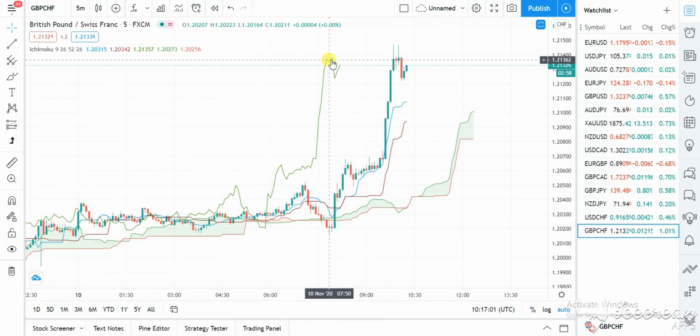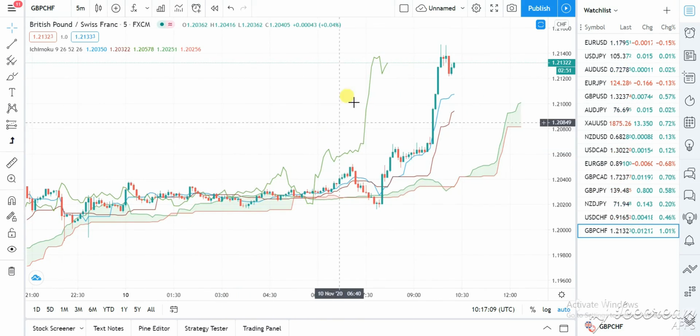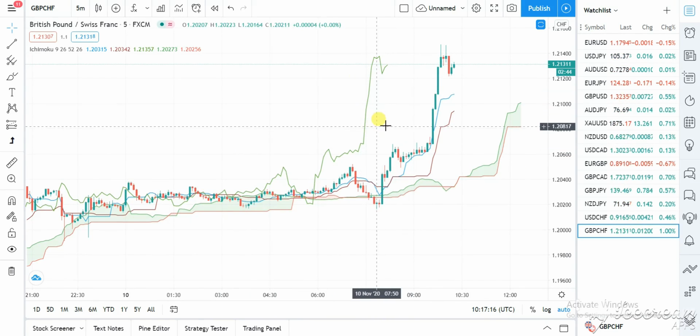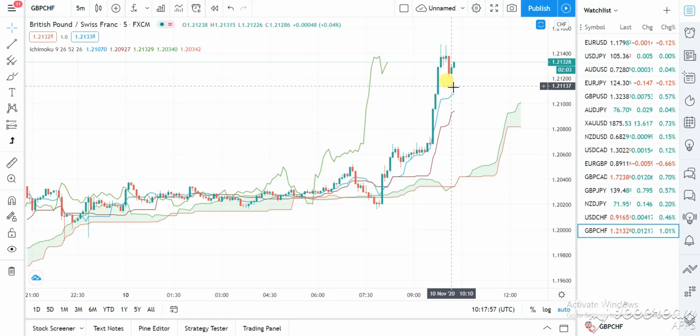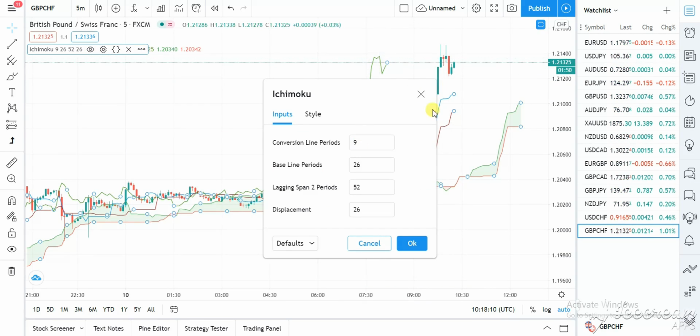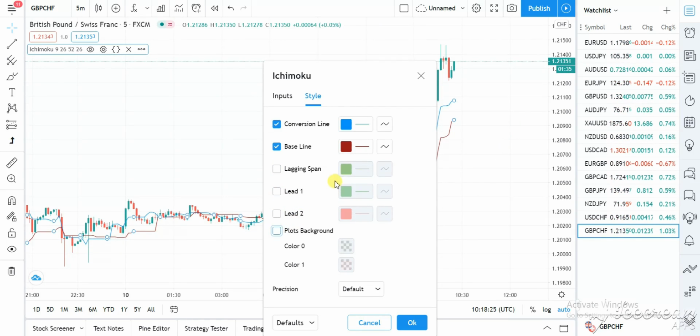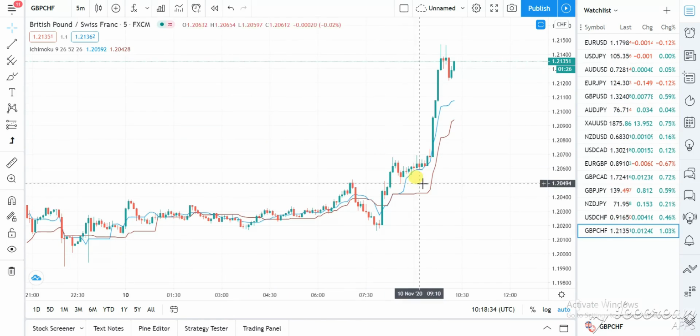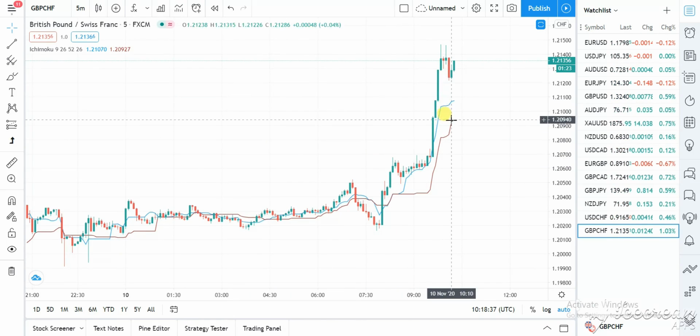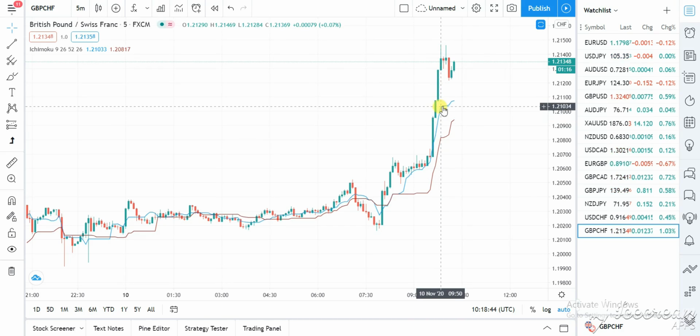So guys, we seriously need to understand these lines, because me just telling you the names of these lines is not enough reason for you to place a trade with them. You need to understand what roles these different lines play in the Ichimoku Cloud. So let us start with the conversion line and the baseline. Let's take the lagging span and the cloud out. So right now we're actually left with the conversion line and the baseline.